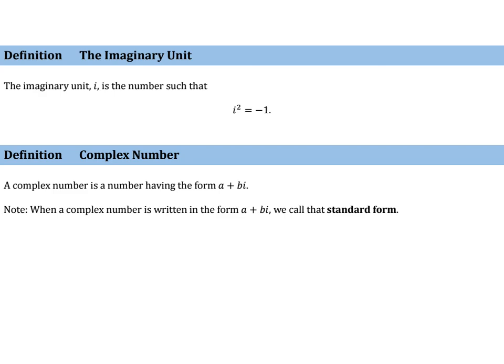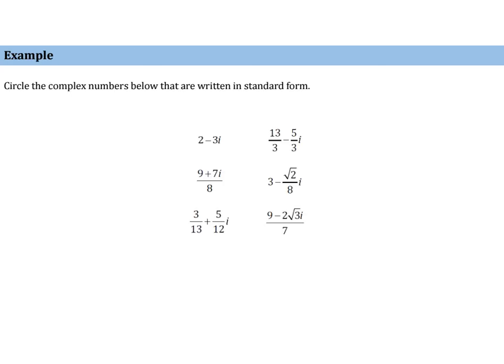If we have a number written in a plus bi form, we call that standard form. So let's take a look at a group of complex numbers and let's list which ones are in standard form. So 2 minus 3i, is that in standard form? Yes. 13/3 minus 5/3 i. That likewise is in standard form. Remember, standard form is a plus bi.